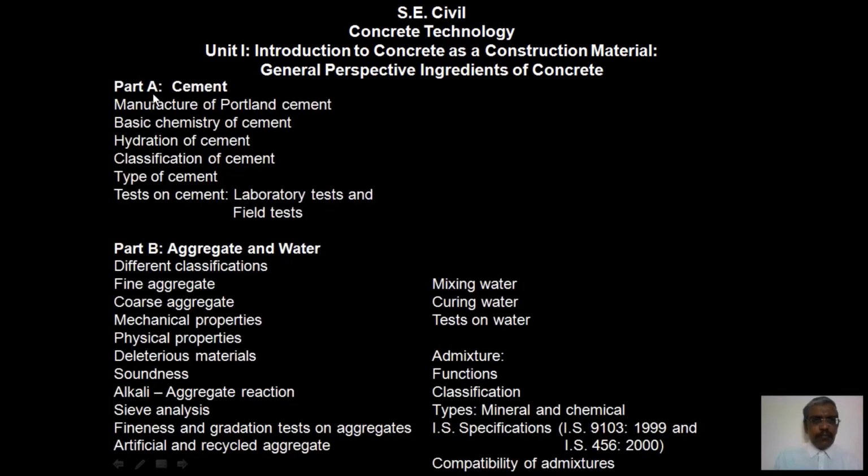So we have seen part A cement: manufacture of the Portland cement, basic chemistry of the cement, hydration of the cement, classification of cement, type of cement, test on cement. In part B aggregate and water: different classification, fine aggregate, coarse aggregate, mechanical properties, physical properties, deleterious materials, soundness, alkali aggregate reaction, sieve analysis, fineness and gradation test on aggregate, artificial recycle aggregate, mixing water, curing water, test on water, with that admixture, functions, classification, types, mineral and chemical, IS specification and compatibility of the admixtures.